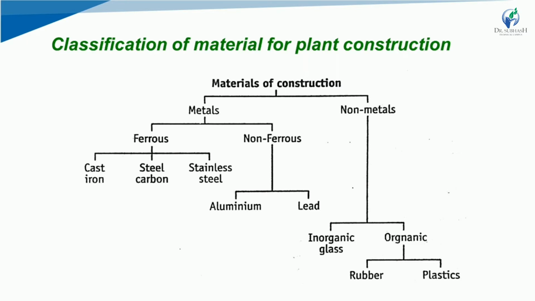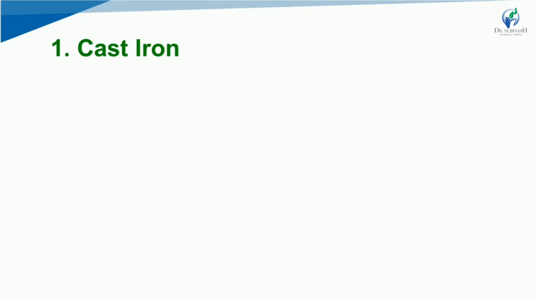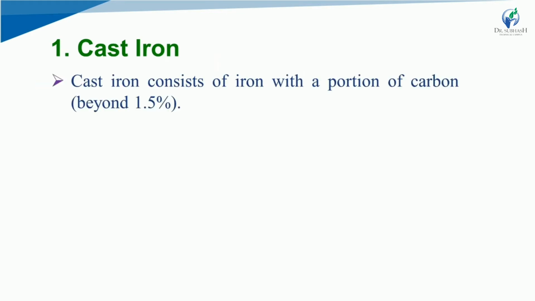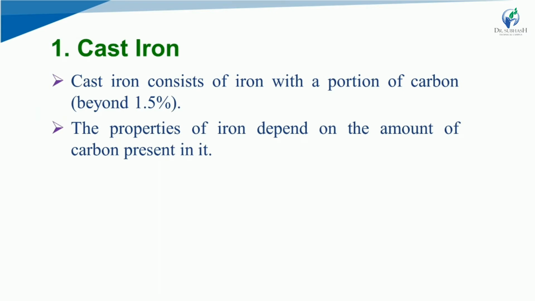First we will go for metals, and in metals we are going to focus on ferrous, and in ferrous we are going to focus on cast iron. So the first one is cast iron. Generally, cast iron consists of iron with a portion of carbon that is beyond 1.5%. The properties of iron depend on the amount of carbon present in it. How much carbon is present in the iron will decide the property.